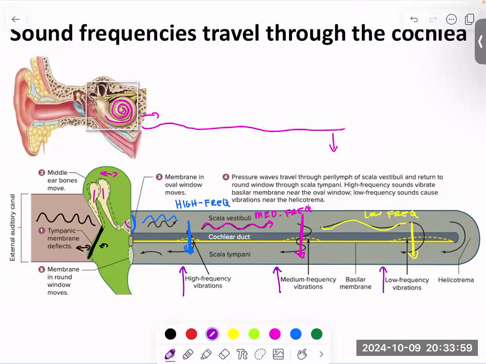If the sound is a really low frequency, guess what happens? It goes this way. You don't detect it. It didn't go through the cochlear duct. If the frequency has too high a pitch, it'll just go out. It won't go through the cochlear duct. You can't hear it.